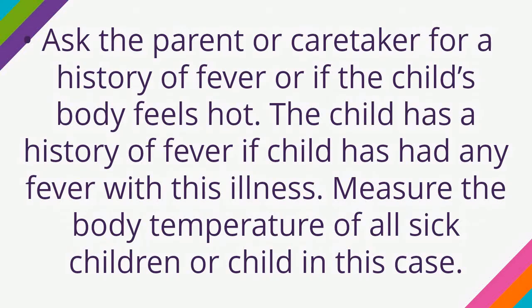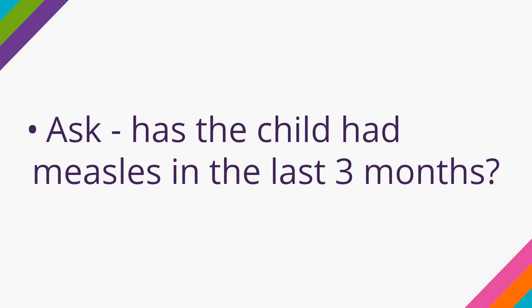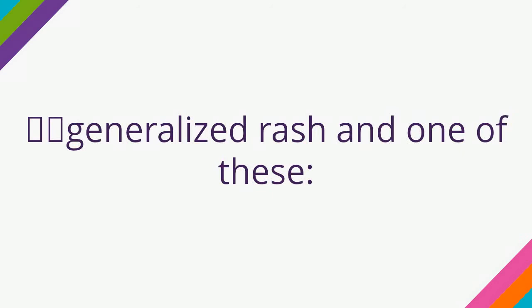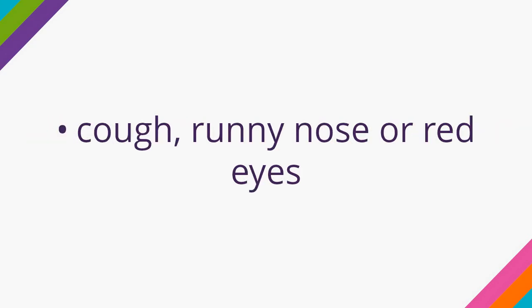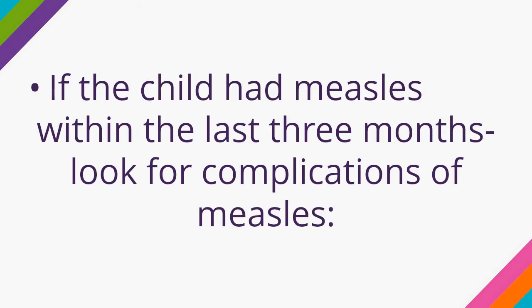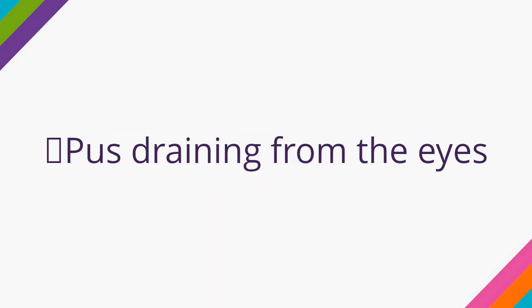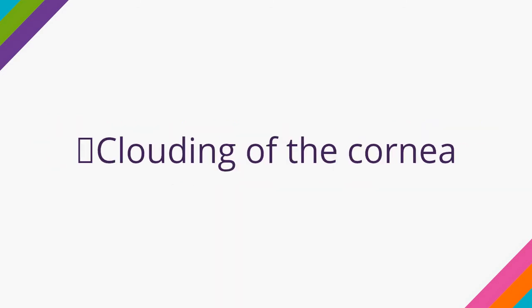Okay, you need to look if they are deep or extensive, as it will help you in the classification of these measles. You need to also look for pus draining from the eyes. Then also look for clouding of the cornea. So these complications are very cardinal in assessing for measles, that is mouth ulcers, pus draining from the eyes, and clouding of the cornea. So classification of fever.